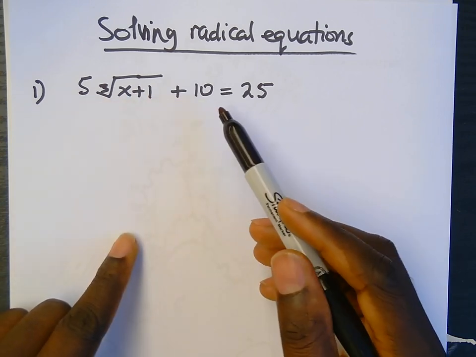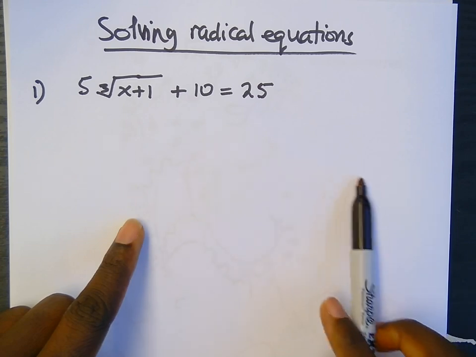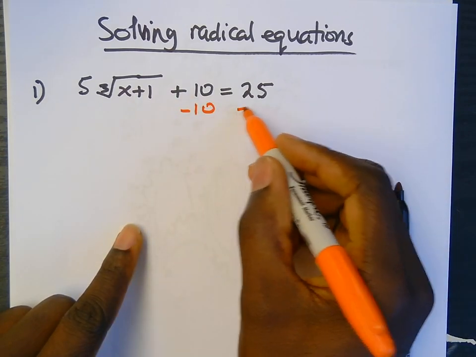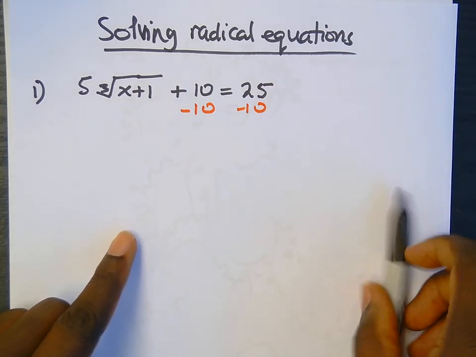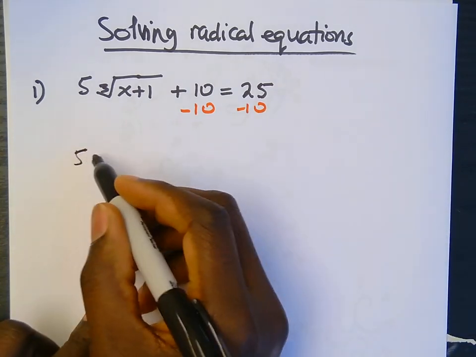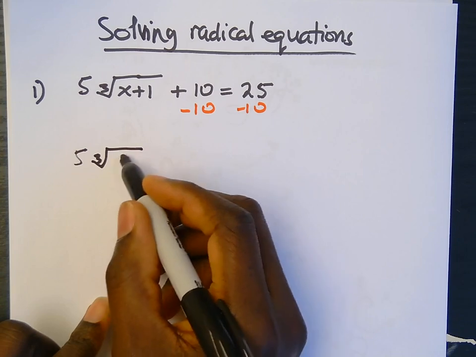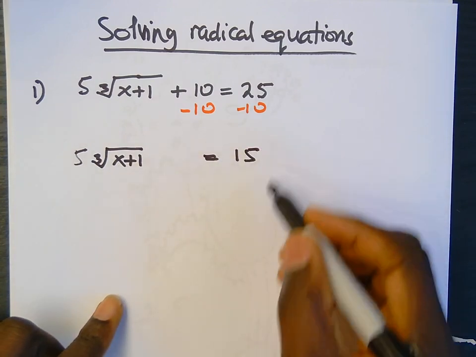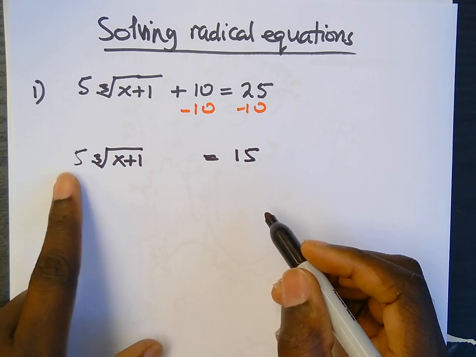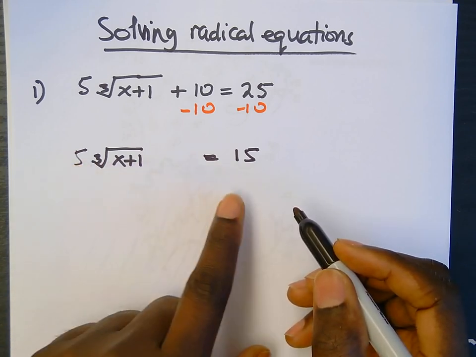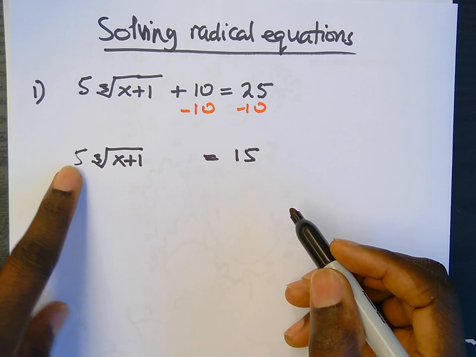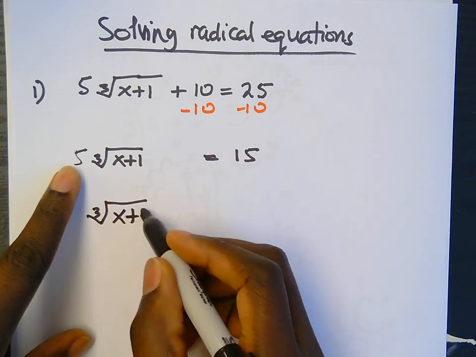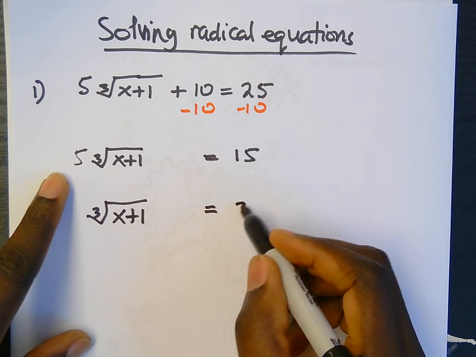So the first thing we want to do is to subtract 10 on both sides. We're doing minus 10 on the left, minus 10 on the right. So we end up with 5 times the cube root of x plus 1 equals 15. Now from here we can divide both sides by 5. If I divide both sides by 5, this 5 goes away, so we end up with the cube root of x plus 1 equals 3.